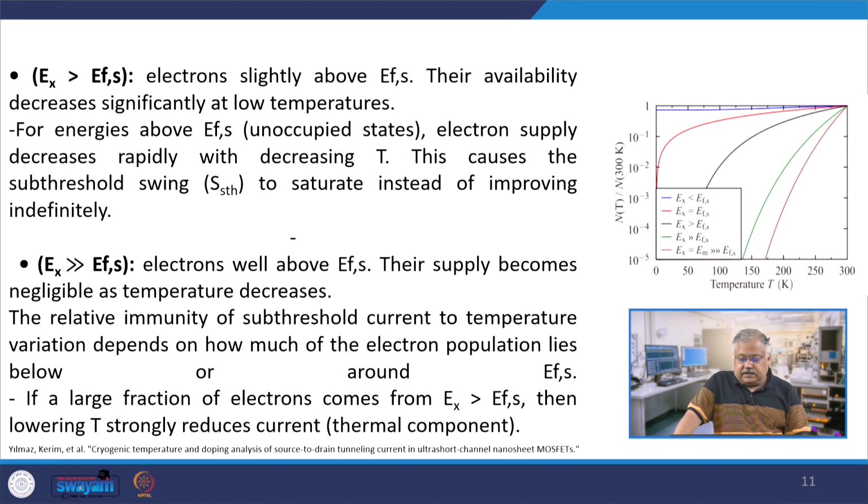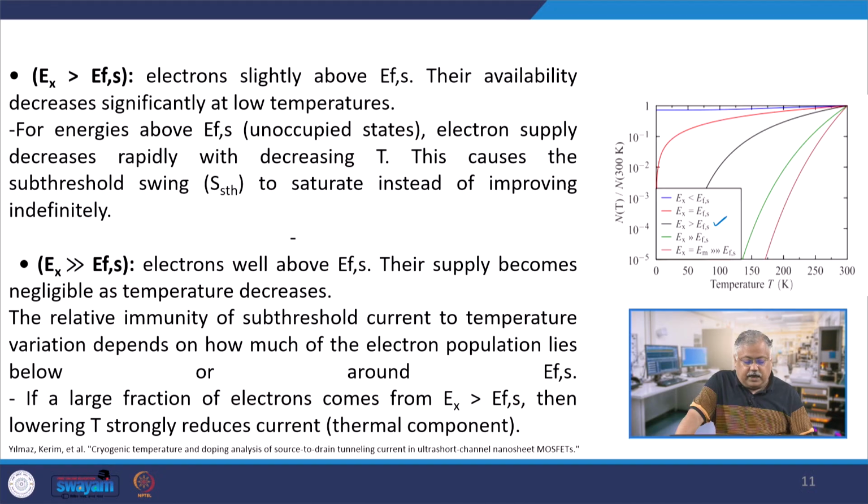Now, if E is greater than EFS, which is the third case, the black one, the Ex energy is greater than the Fermi level, which means there are certain states available which can participate in the charge carrier distribution. Their availability decreases significantly at low temperature, even at 150 and down below 200, and at 50 it is a very, very low value, 10 to the power -5, -6.